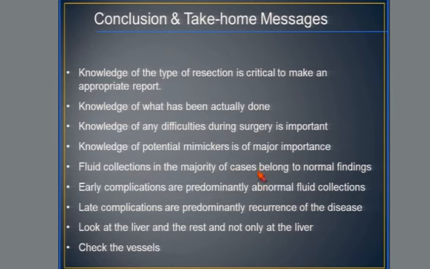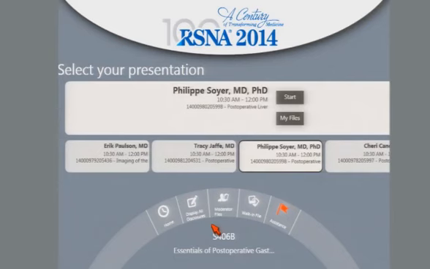Fluid collection usually in the majority of cases belongs to normal findings, and early complications are predominantly abnormal fluid collections. Late complications are predominantly recurrence of the disease. And remember, look at the liver, but not only at the liver, and you must be careful and check for the vessel. Thank you very much for your attention.